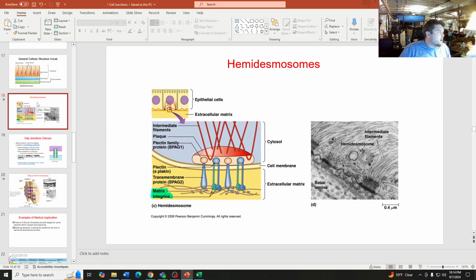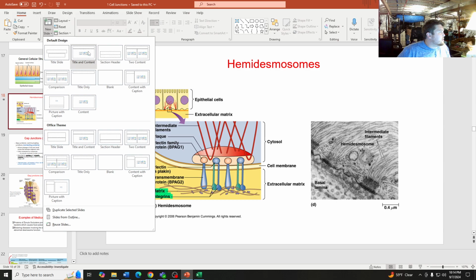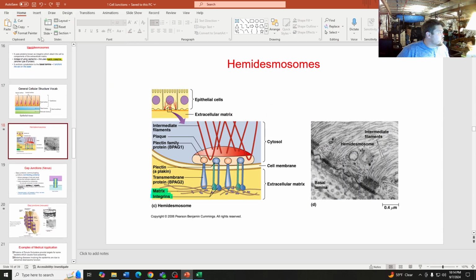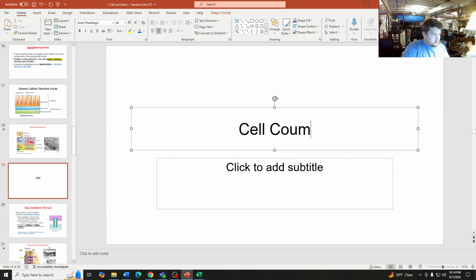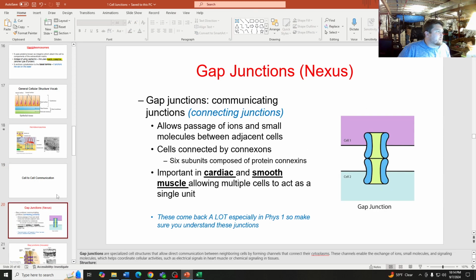Okay, moving on a little, we're going to switch gears a little bit. So all of these were for sticking stuff together. Now we're actually going to talk about cell communication. Cell-to-cell communication. And that is through something called gap junctions. So gap junctions, this is something we're going to talk about quite a bit. We're going to touch on it here in this course.